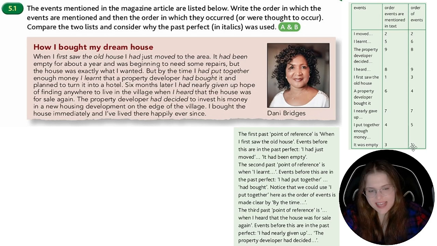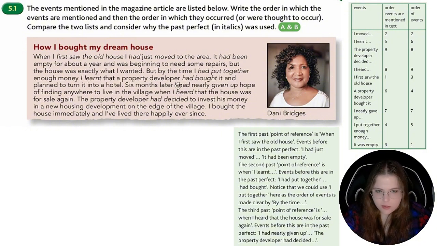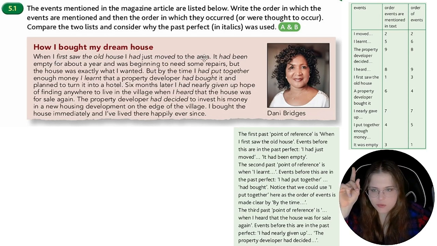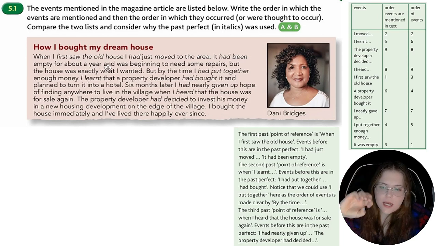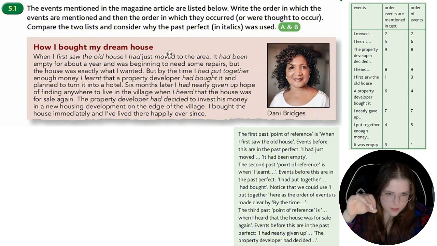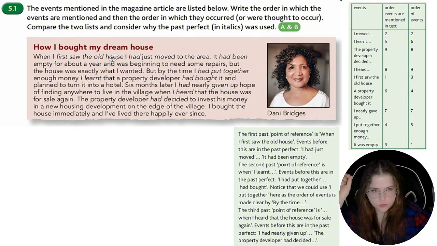Firstly, the house was empty. Secondly, she moved. Thirdly, she first saw the old house. When I first saw the old house, I had just moved to the area. It had been empty for about a year. After that, she had moved to the area, and after that, she saw this house.